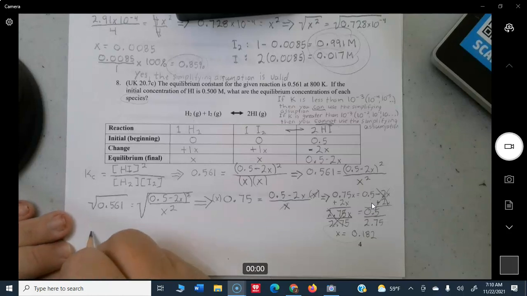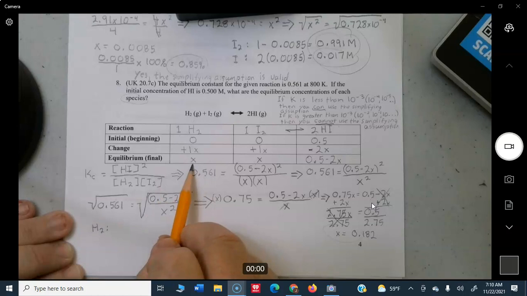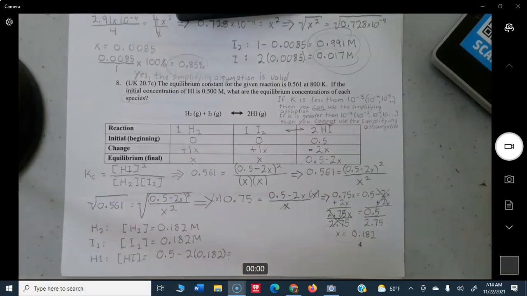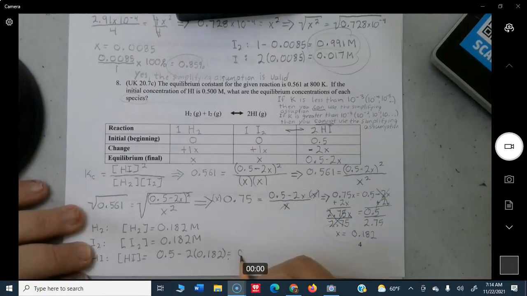So let's do H2 first. It's simply x. So that's the concentration of H2, same for I2. x is simply the concentration of I2. And finally, the concentration for HI, don't write 2HI, it's just the concentration of HI. It's going to be this, and that gives us 0.136 molar. So those are your final answers.